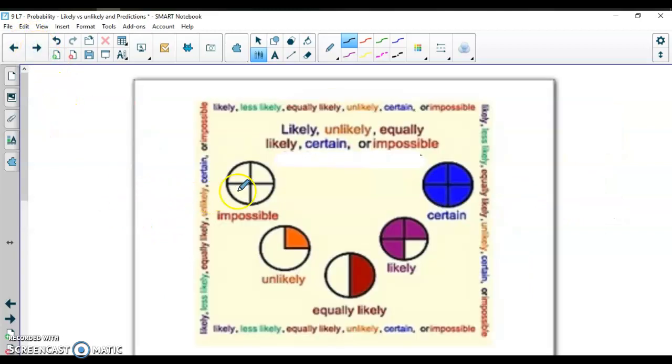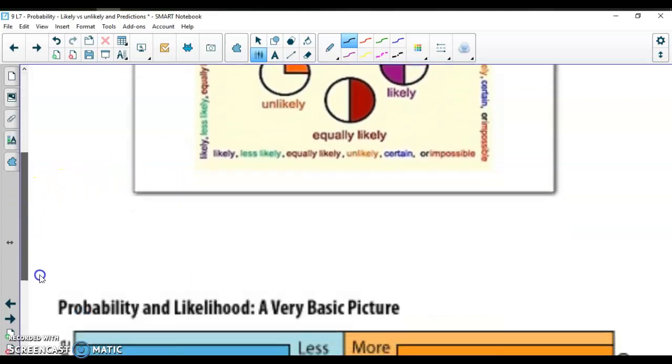A couple more visual representations for you of what these look like. You can see impossible. Likely would be like this section. Equally likely as not likely is about half here. Likely means that you're looking at about the 75% category, and certain means that it's definitely going to happen, 100%.